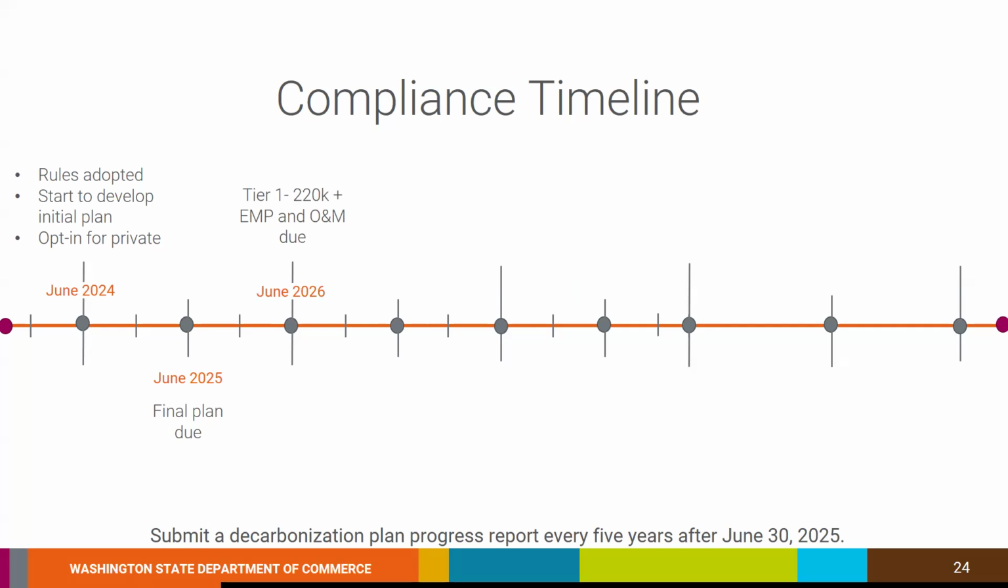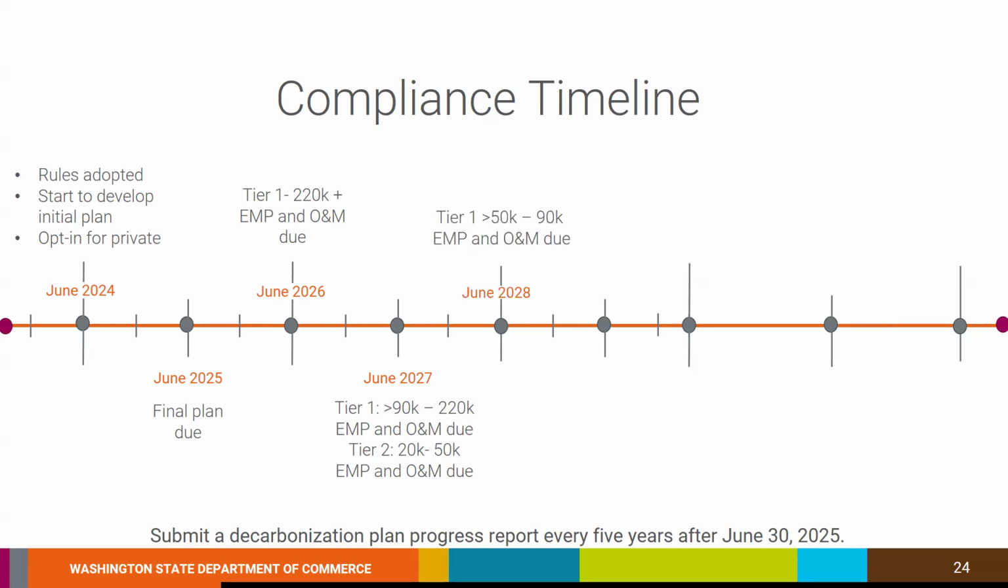June of 2026 is when we first start implementing the energy management plan and operations and maintenance program on the biggest buildings. So again, it's iterative. We expect to see work towards an energy management plan and operations and maintenance program starting with the largest buildings so we can achieve those energy savings as soon as possible and in accordance with the original compliance schedule. For buildings between 90 and 220,000 square feet and all Tier 2 buildings, we're looking at June of 2027 for that to be implemented. 2028 will be for the smallest of Tier 1 buildings.